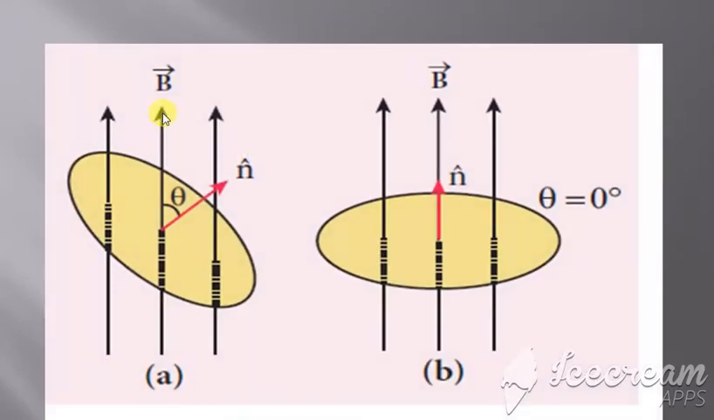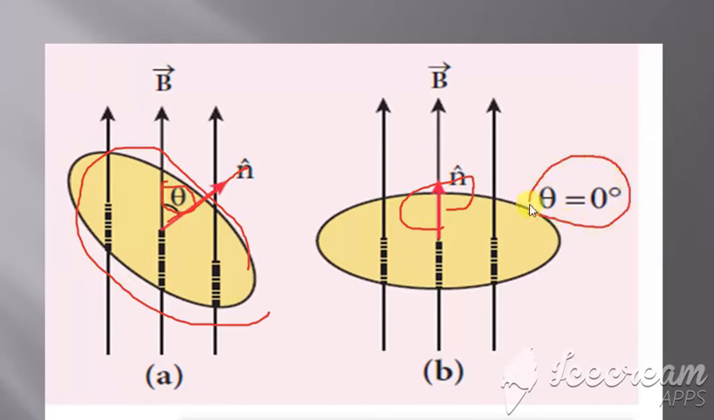Clear? Now if we consider these to be the magnetic field lines, this is a closed area, and in this closed area these are the magnetic field lines. Suppose the surface and the field are perpendicular, then it does not make any angle. Here, when you see, this is tilted, so it makes an angle theta, but here there is no angle, so we consider theta equal to 0.